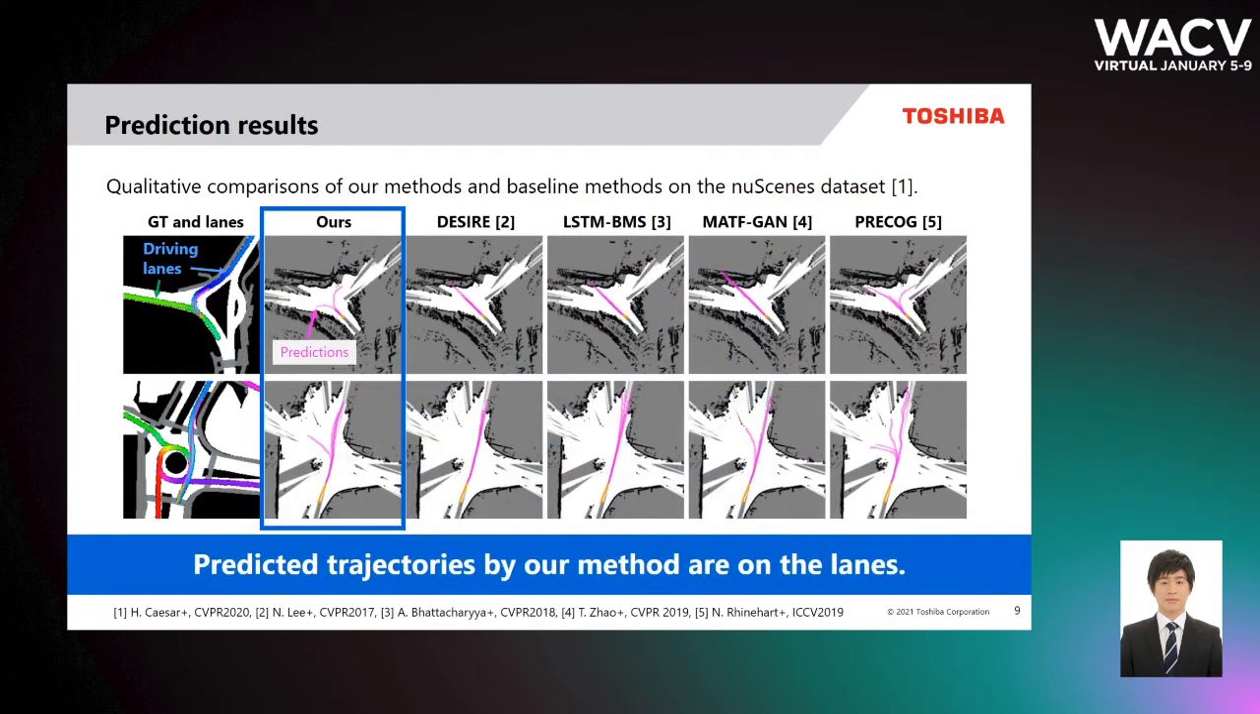This slide shows the prediction results by our method and the baseline method on the NuScenes dataset. Input and output trajectories are shown in orange and pink lines. In the first column, graphs show driving lanes and the path colors show lane directions. We can see that our method predicted diverse multimodal trajectories such as going straight and turning left and right. Additionally, our predicted trajectories are more often on the lane.